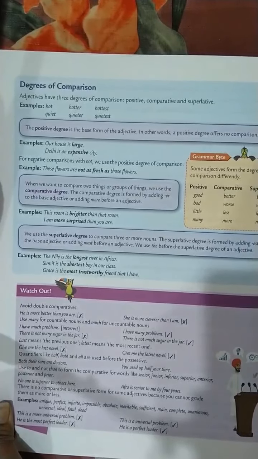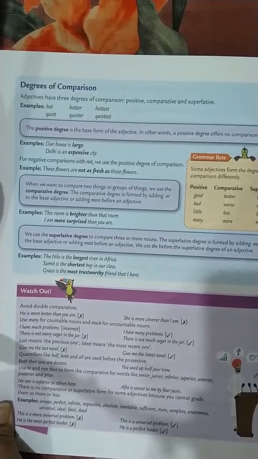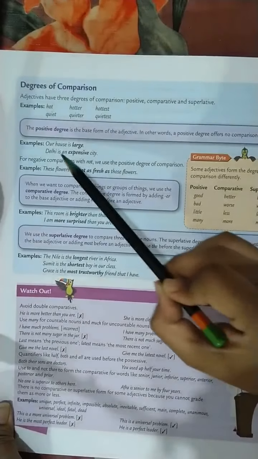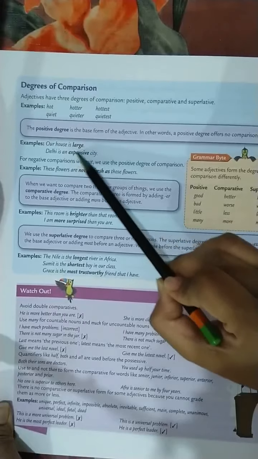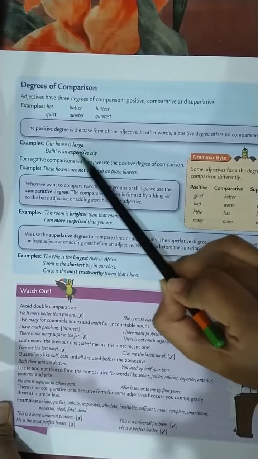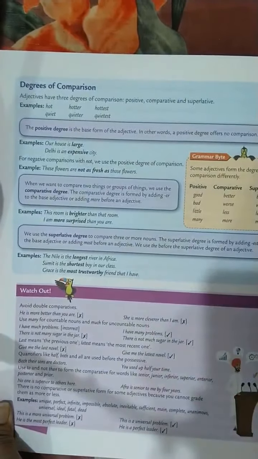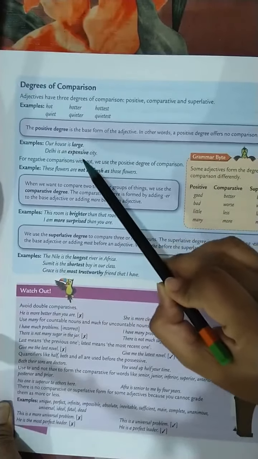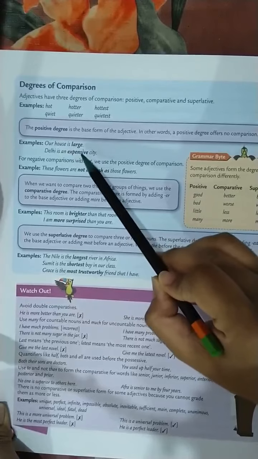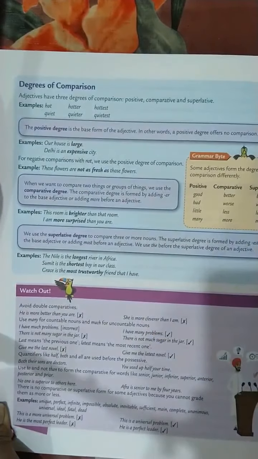So the positive degree is the base form of the adjective and it doesn't hold any comparison. See here, our house is large. Large is the base form of the adjective. It doesn't have any comparison. Delhi is an expensive city. It is the base form of the adjective. It doesn't take any comparison.